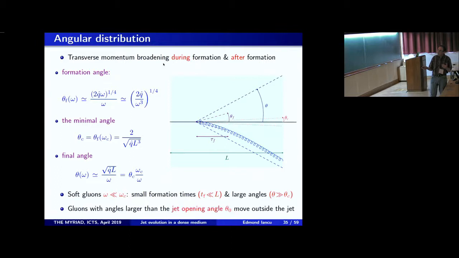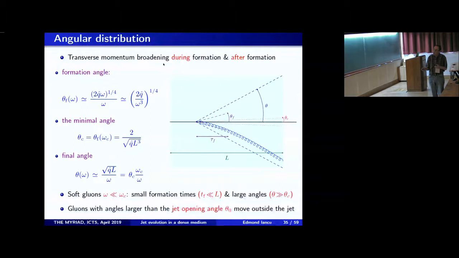In particular, the minimal value of this angle is achieved when the energy has its maximal value. Clearly, softer gluons have large angles and harder gluons have small angles, and the smallest angle is for the hardest gluon, which is omega_c. That turns out to be the critical value, the smallest value of the emission angle, called theta_c. This appears to be a very small angle. I'll show you later, it's about 0.05, that's a typical value. So it's really a small angle.